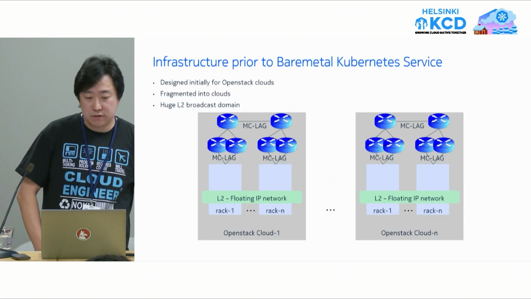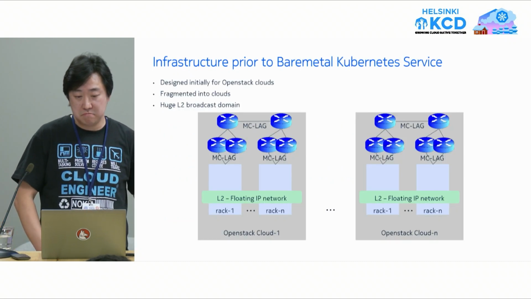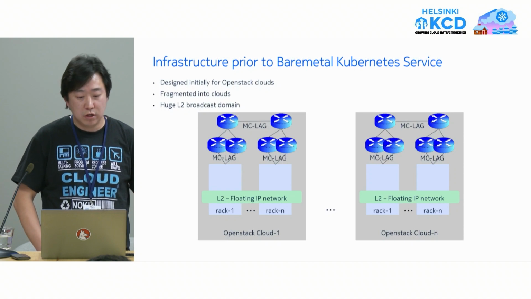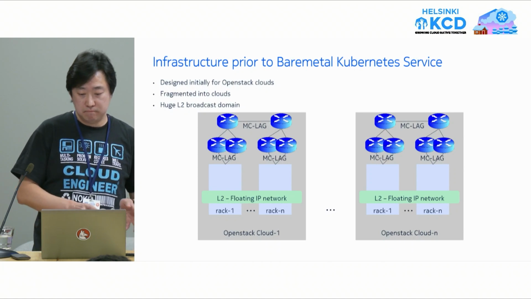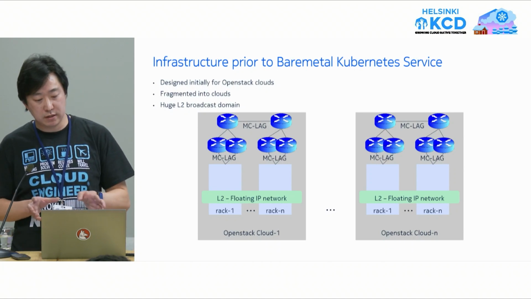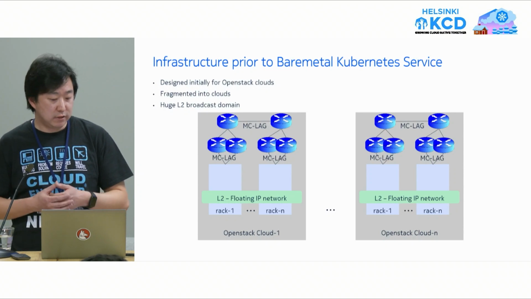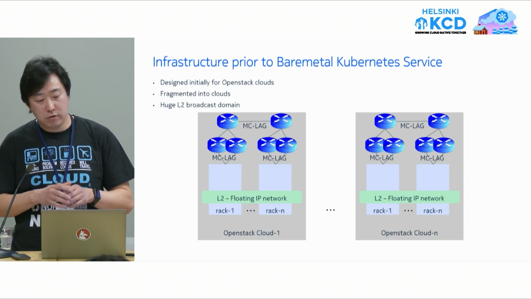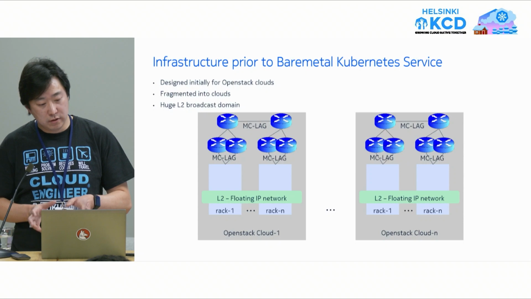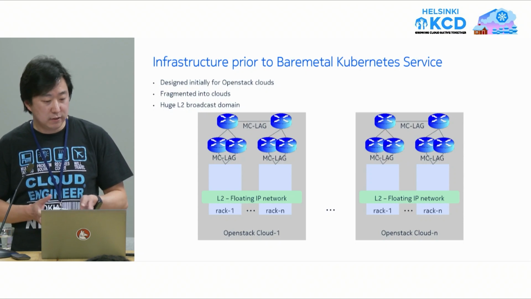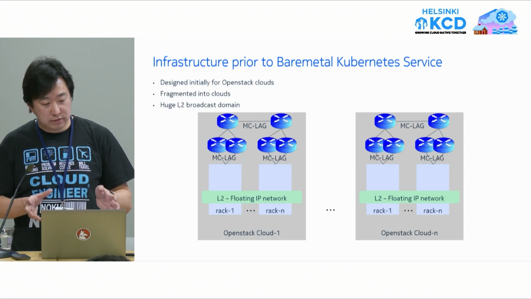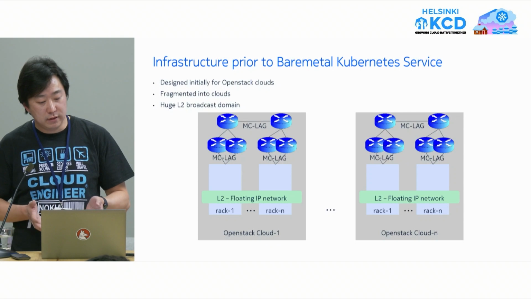So this is the infrastructure prior to the bare metal service. As I said, before that, our majority computing power are installed as OpenStack Cloud. And the whole infrastructure and network fabric was initially designed for that. And the whole fabric was fragmented into cloud.